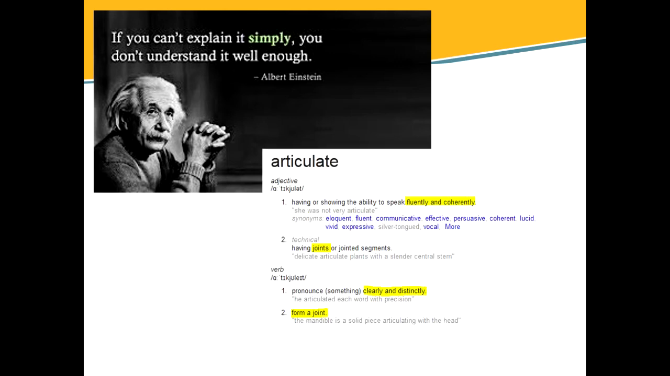So to articulate yourself clearly, you need to be both fluent, which is highlighted in yellow here, and coherent, meaning that it's really smooth and it sounds to the listener like you really know what you're talking about. And you having joints or jointed segments, so the way it sits together within the sentence. And it's clear, distinct, again, forming a joint. So all these aspects make your sentences clear and flow nicely, basically.